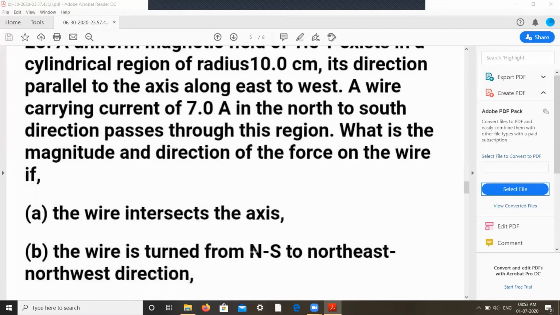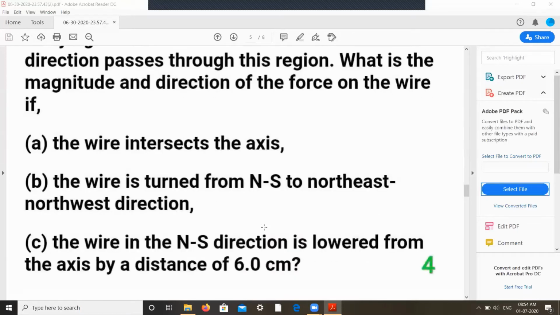Now in this case, the wire is getting tilted somehow with some angle theta. Suppose that angle is none other than 45 degree. And the third case, the wire in the north and south direction is lowered from the axis by the distance of 6 centimeter. Now in this case, the wire is not passing through the central line, but it passes at a distance of 6 centimeter from the central axis of the magnetic field.